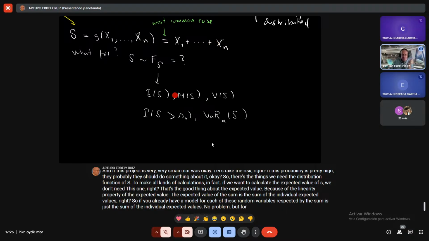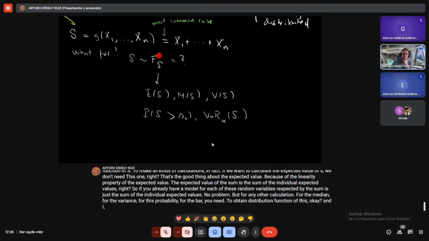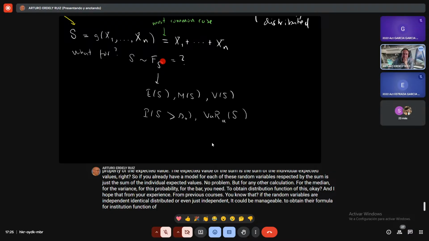But for any other calculation, for the median, for the variance, for these probabilities, for the VaR, you need to obtain the distribution function of S, okay? And I hope that from your experience from previous courses, you know that if the random variables are independent, identically distributed, or even just independent, it could be manageable to obtain a formula for the distribution function of S, right?